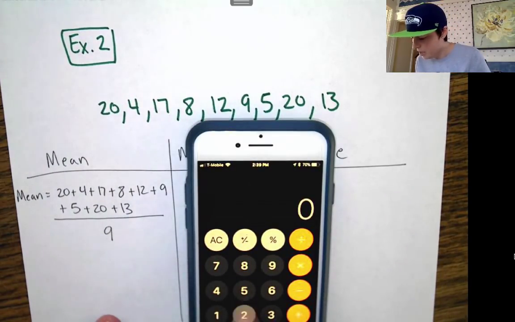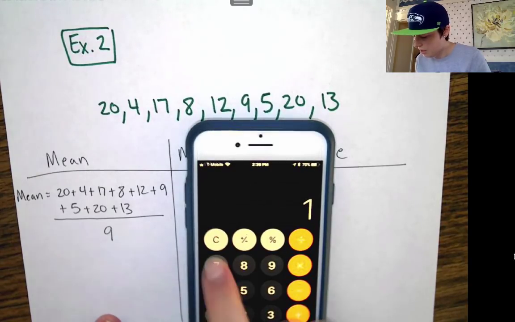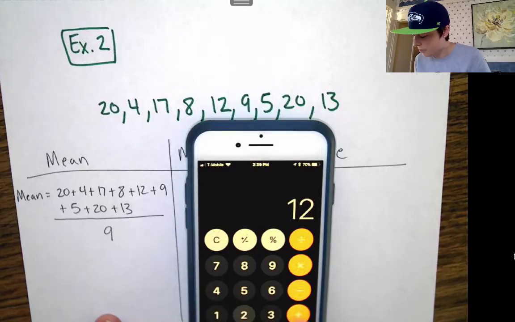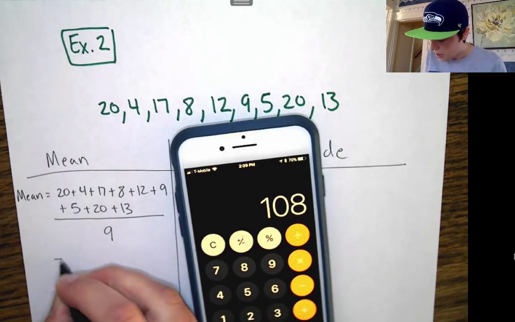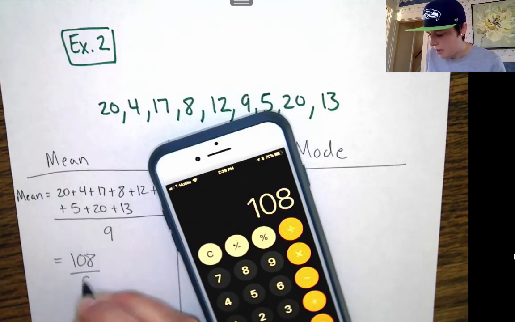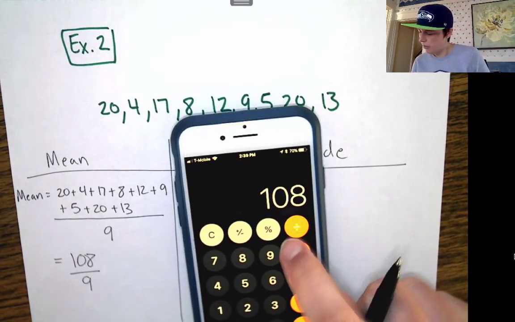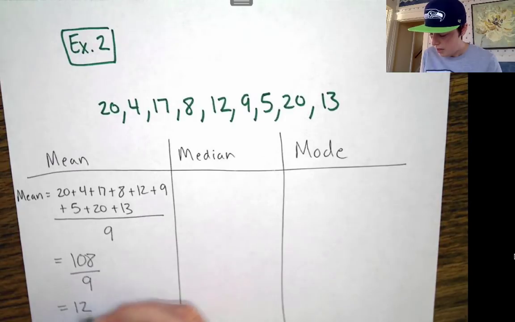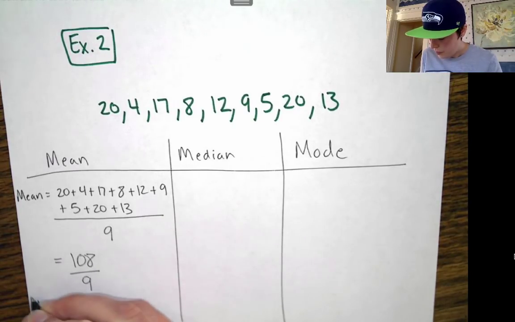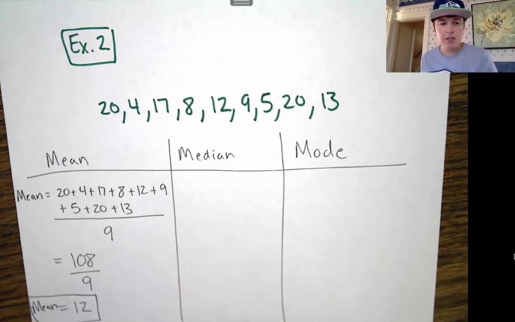We're going to do 20 plus 4 plus 17 plus 8 plus 12 plus 9 plus 5 plus 20 plus 13. It's 108. So we get equals 108, and we have to divide by 9. If we take 108 and divide by 9, we get 12. Sweet. So our answer is equal to 12. That is our mean. So I'm going to circle that or put a box around it. Make sure people know that's my final answer. The average score in this data is 12. There's my mean. Okay, let's move on.